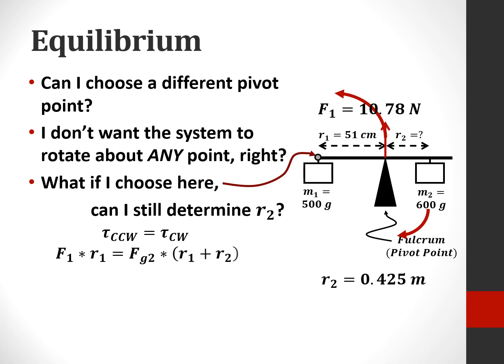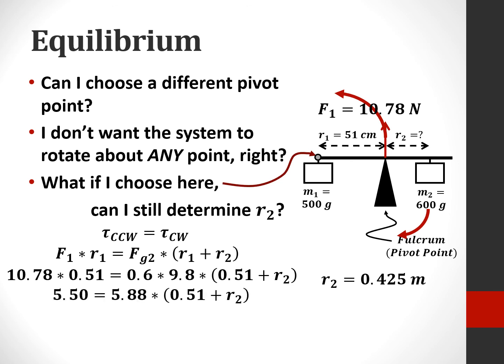Alright, so we go ahead and plug in our numbers. We've got the fulcrum, which is force 1. That's going to apply a torque, multiplied by the radius 1, or the lever arm 1 here, and that's going to be equal to the force of gravity 2, the 600 gram mass, multiplied by the radial arm, which is going to be R1 plus R2, the total distance from the pivot point. So we plug in our numbers. We've got 10.78 times 0.51, and that's going to be equal to 0.6 times 9.8 times the summation of 0.51 and whatever radial arm 2 is going to be.